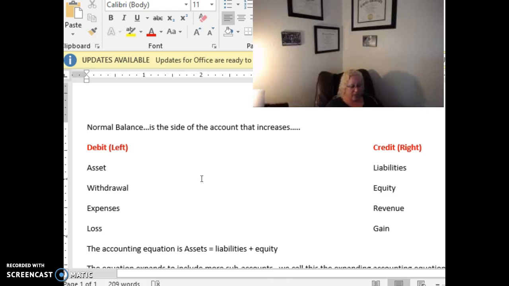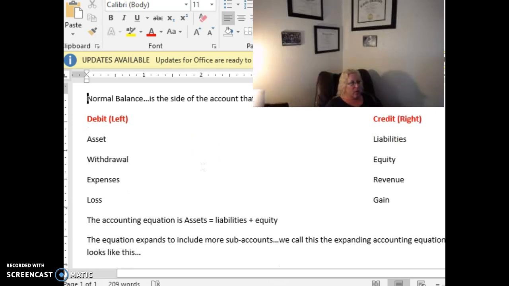I also made a flashcard in case I was out studying somewhere else. I would use it as a bookmark. I got a 3x5 card. On the left side of it, I wrote asset, withdrawal, expenses, and loss. And on the right side, I put liabilities, equity, revenue, and gain. You just want to be able to very quickly look and see if you're correct in making your entry on the left side or the right side. You want a very quick and easy way to look. Okay, I will post this little cheat sheet in the classroom.